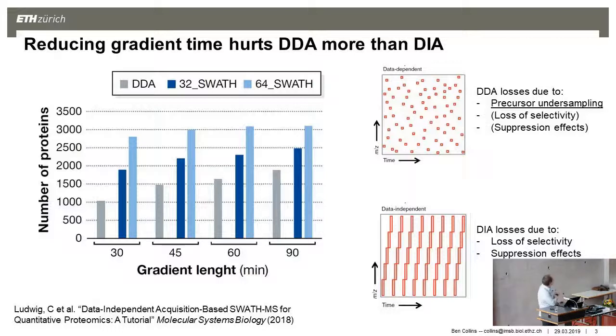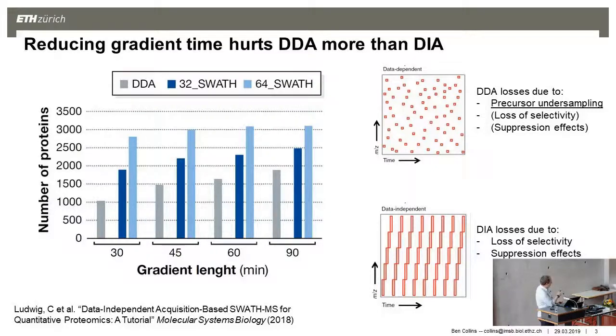And what you can appreciate is that the absolute numbers are not so critically important here, but the slope of this line for DDA is a little bit steeper than the ones for DIA in either 32 window mode or 64 window mode. This is the first observation that made us think, okay, it might be reasonable to start squeezing these gradients, that at the protein level it seems like we don't lose that much information going from 90 to 30 minutes. And you can ask why this would be, and there are some intuitive reasons.